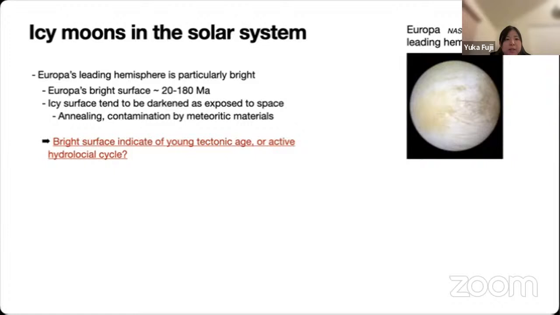Among them, Europa is notably bright, especially in the leading hemisphere. The surface age of this bright region is known to be relatively young, suggesting recent tectonic activities. And so the bright surface is one of the indicators of young tectonic age or active hydrological cycle.